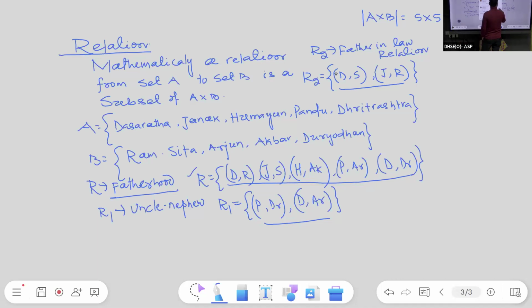Okay. So mathematically, a relation from set A to set B is a subset of A cross B. If we define any relation from set A to set B, it is a subset of A cross B. A relation is nothing but a set, which is a subset of A cross B.